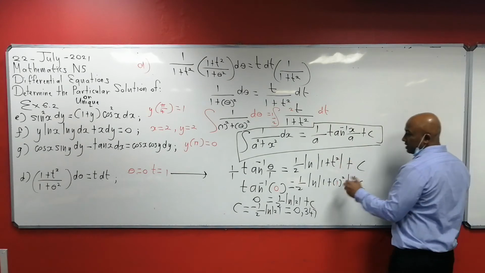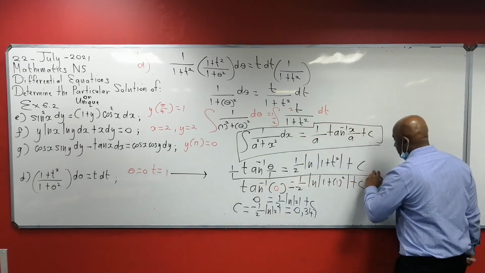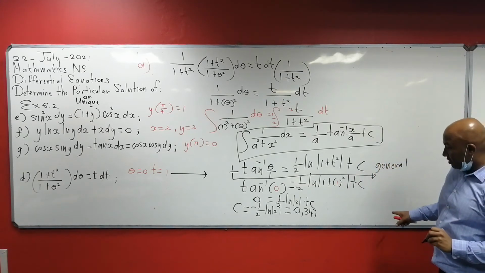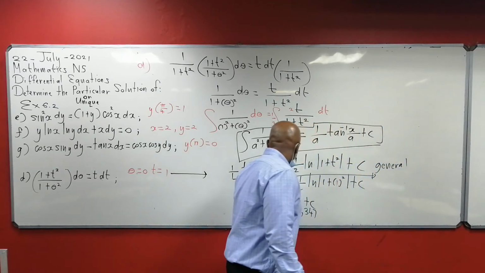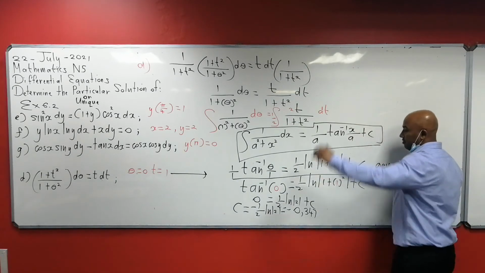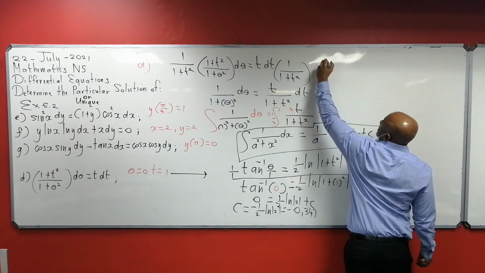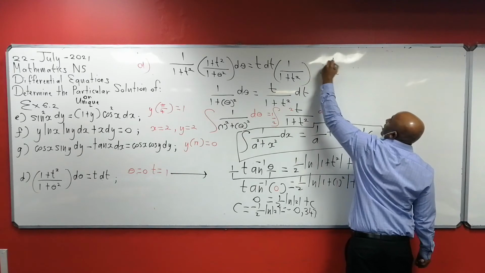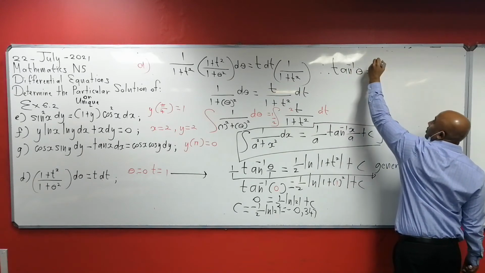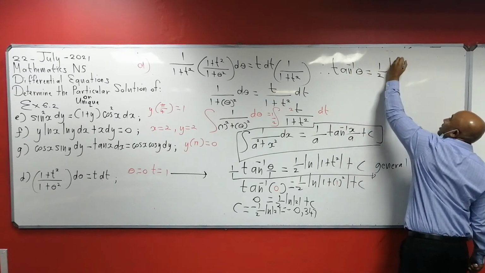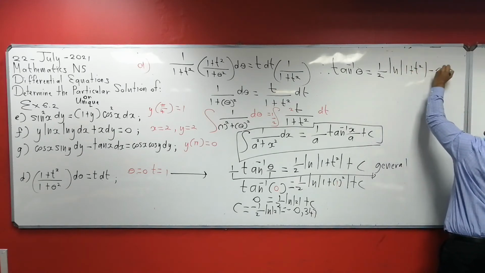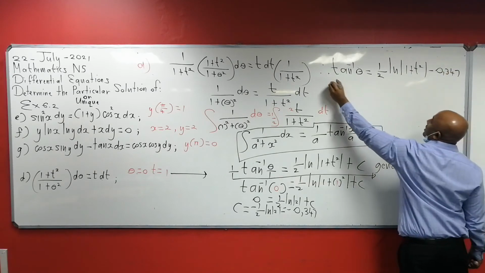And now we go back and substitute. Remember, this here was the general solution. But this is going to be negative. Yes, negative. Sorry, I forgot negative. So now we go back here. So therefore, let me just copy this down. Inverse tan of theta is equal to 1 over 2 ln of 1 plus t squared minus 0.347. This is the particular solution.